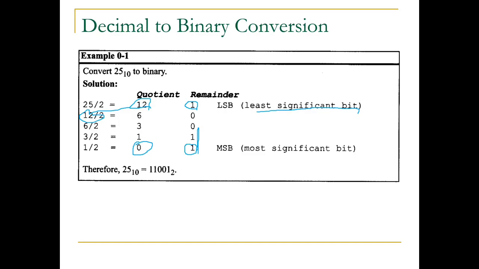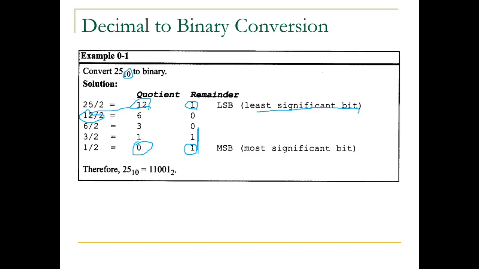So here we convert 25, which is in decimal base 10, to a binary number. When we divide 25 by 2, it gives 12 quotient and 1 remainder. When we divide 12 by 2, it gives 6 quotient and 0 remainder. When we divide 6 by 2, it gives 3 quotient and 0 remainder. When we divide 3 by 2, it gives 1 quotient and 1 remainder. When we divide 1 by 2, it gives 0 quotient and 1 remainder.